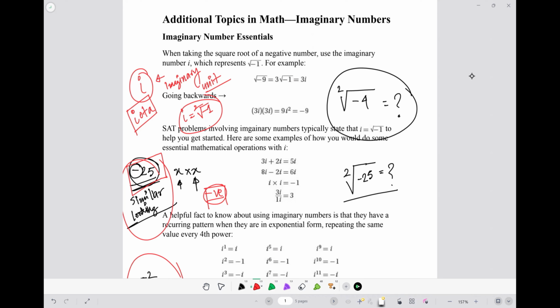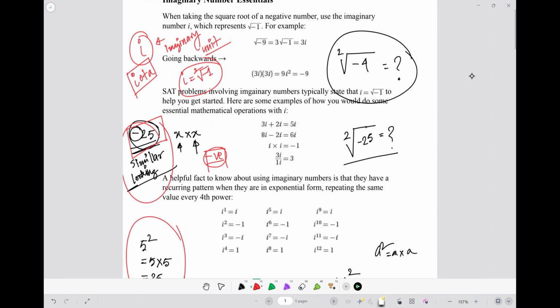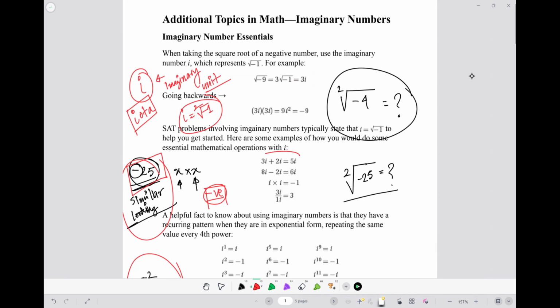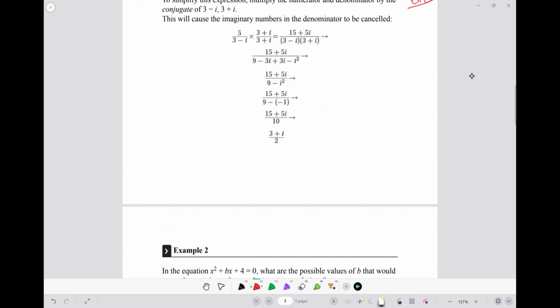But the thing is, how do you add it? How do you do the subtraction? For an example, here we are adding 3i and 2i. Please remember that these are the basics of complex numbers. So let me tell you, for an example, 3i plus 2 is a number. This is a complex number.